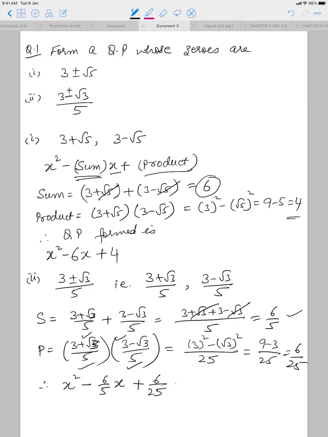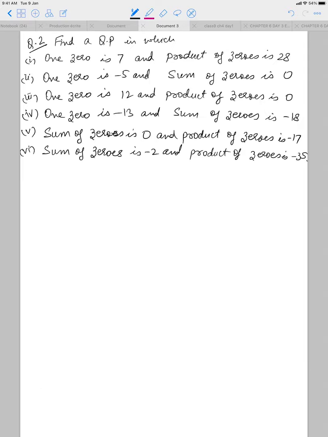This is the required quadratic polynomial. Now the next question is again forming a quadratic polynomial under different conditions. Sometimes the sum of the zeros is given and one of the zeros is given. Sometimes the product of the zeros and one of the zeros is given, and so on. So let's take them up one by one.